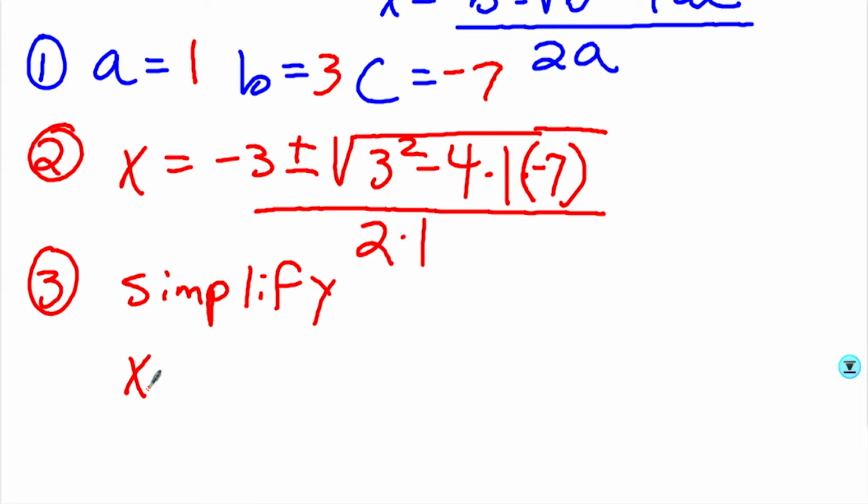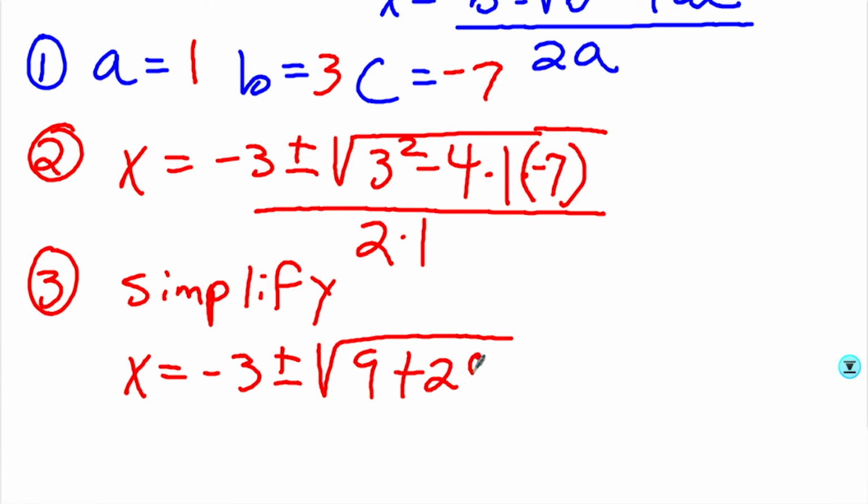So I've got x equals negative 3 plus or minus. And the reason why we have plus or minus is because a quadratic equation has 2 solutions, or 2 roots, or 2 zeros, however you want to call it. So that's why we have the plus or minus. We square the 3, so 3 squared is 9. And then we multiply negative 4 times 1 times negative 7. That gives me a positive 28. And then that's divided by 2 times 1, which is 2.